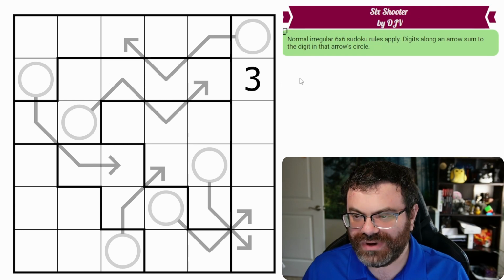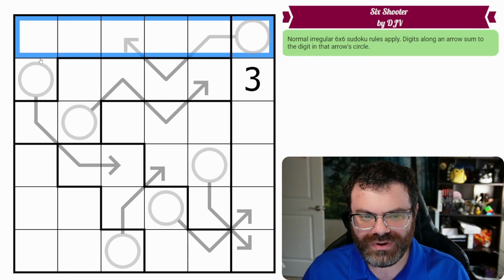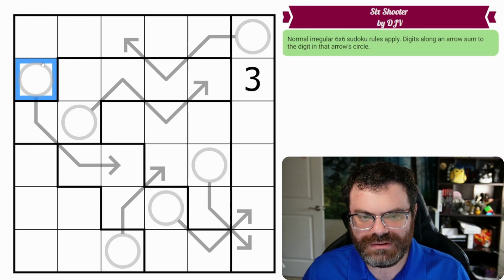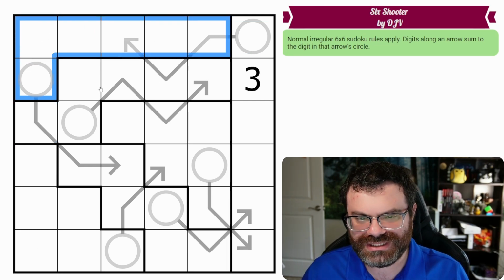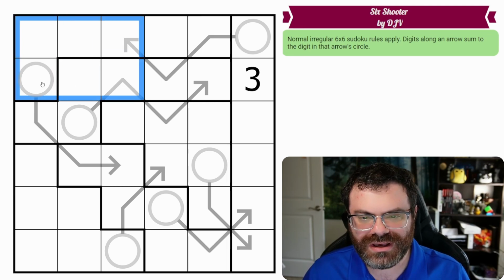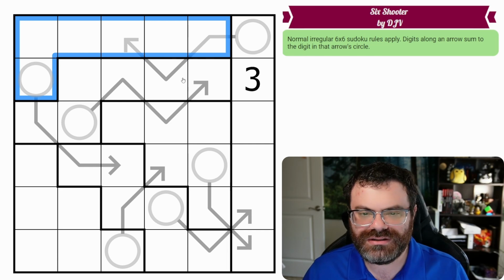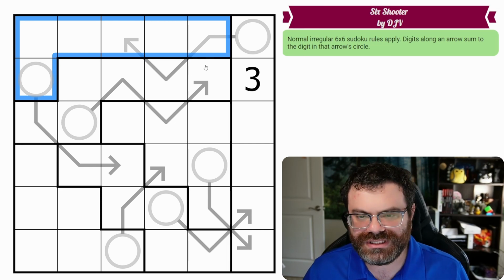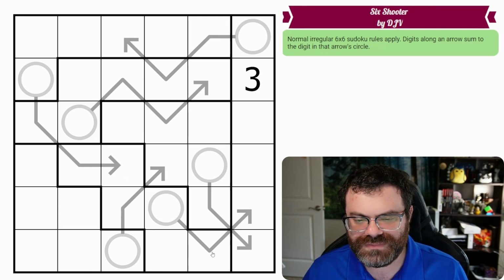So we have normal irregular 6x6 rules. What does that mean? That means that in every row, in every column, and every bolded region, we are placing the digits 1 to 6 exactly once each. So instead of having the normal 2x3 boxes, we have these bolded regions instead. There are still 6 of them, and they are still containing the digits 1 through 6. So think of them like boxes. They're just weird shaped. They're irregular shapes. That's why it's called irregular.